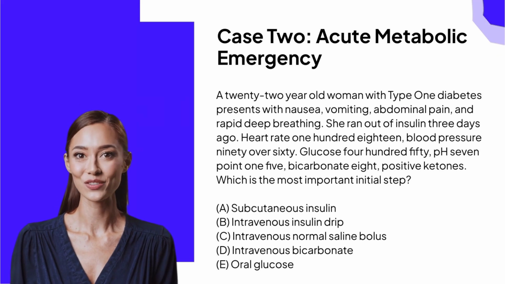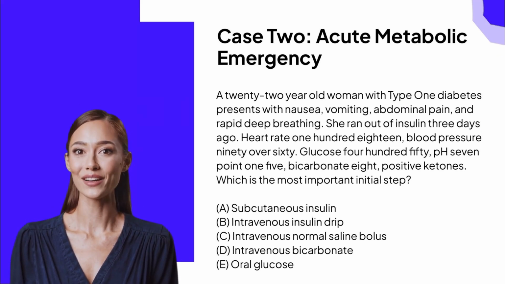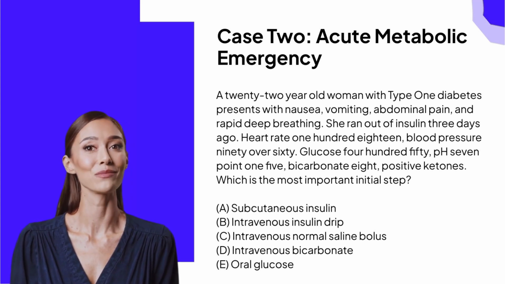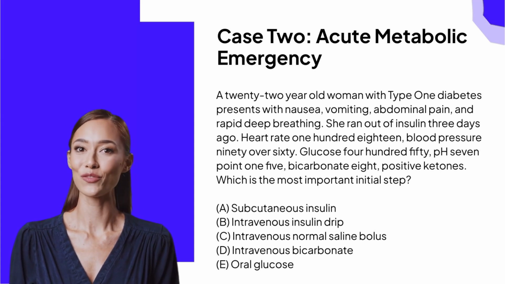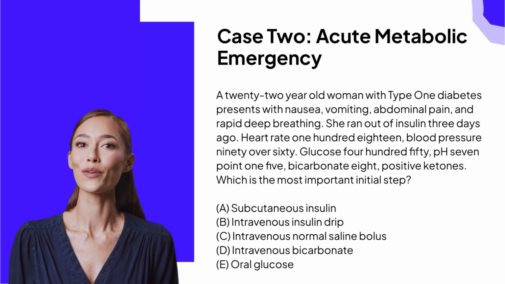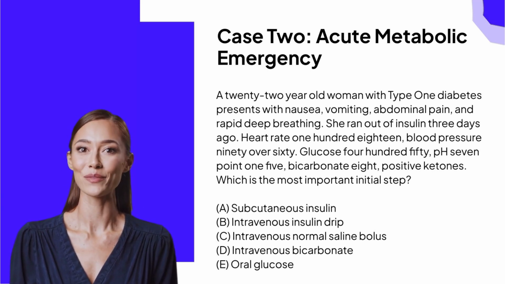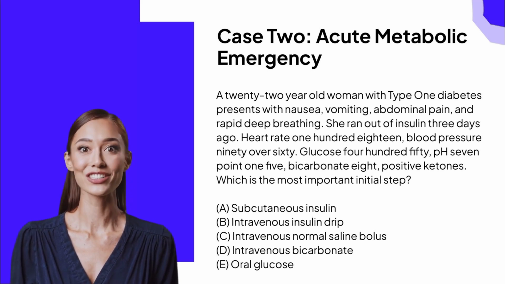Here is case 2, and this is a classic board question. A young type 1 diabetic who ran out of insulin is now presenting with the textbook Diabetic Ketoacidosis picture. Nausea, vomiting, abdominal pain, and small respirations, which is that rapid, deep breathing pattern. Her labs confirm it with a glucose of 450, a pH of 7.15 showing severe acidosis, a bicarbonate of 8, and positive ketones. Now here is where most students make a critical mistake.